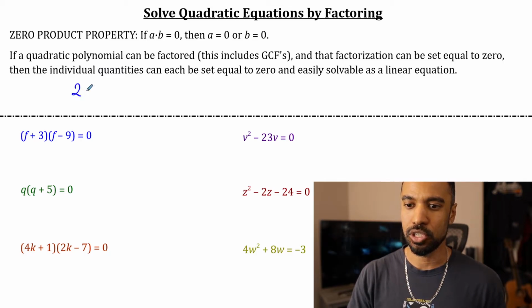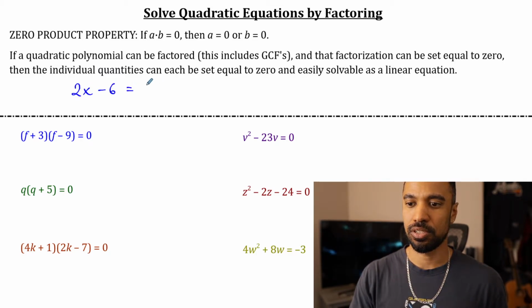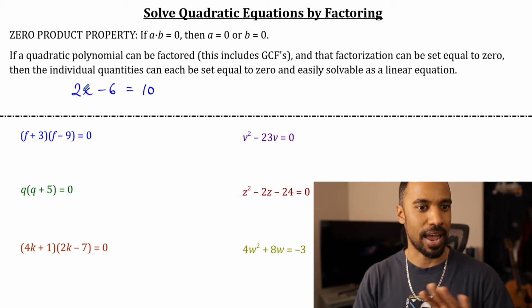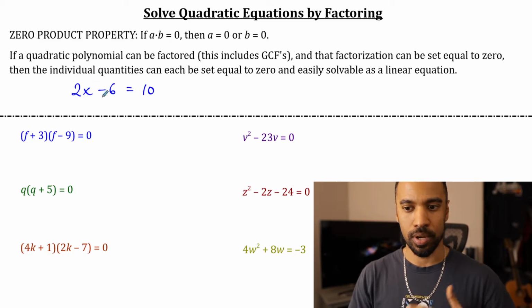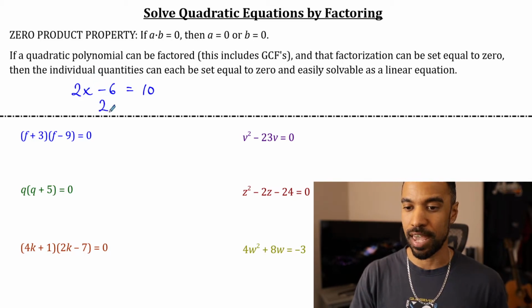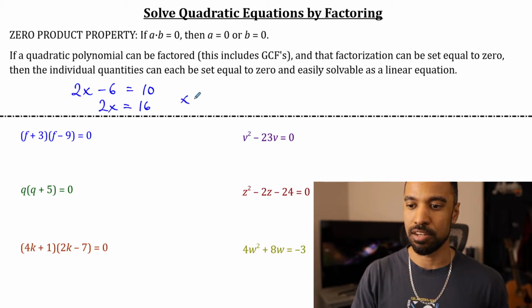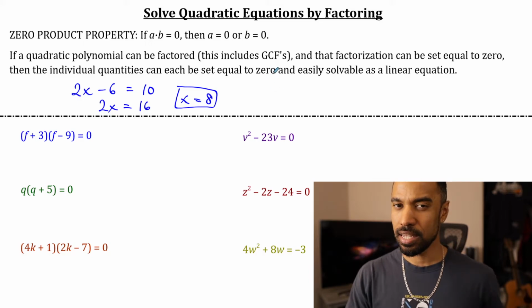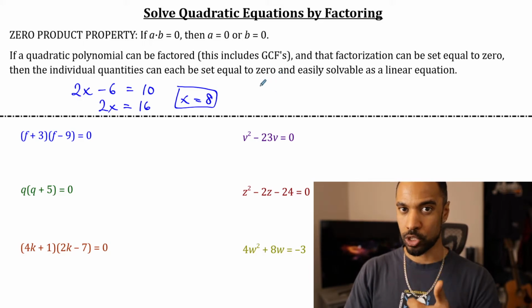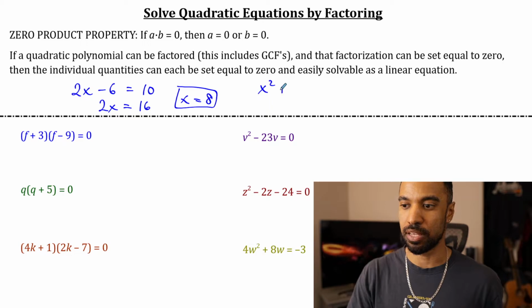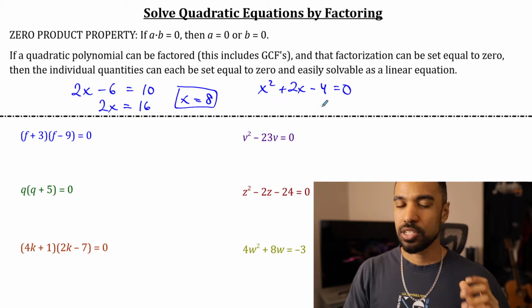If I were to solve this equation right here for x, we could easily do it by getting the x term by itself. I add 6 to both sides, and then I divide both sides by 2, and I get my answer. Now, if you have a quadratic equation with both a quadratic term and a linear term, something like this instead, it's not the same.